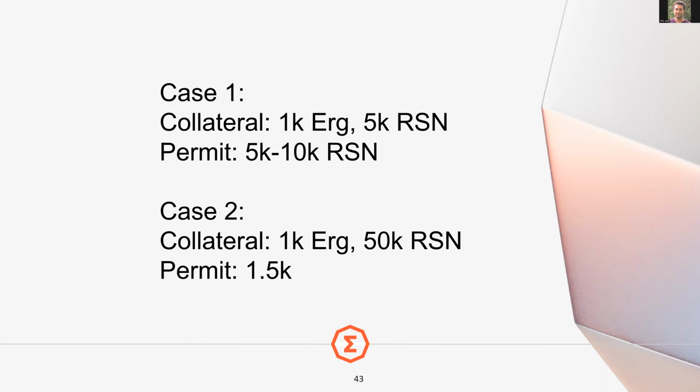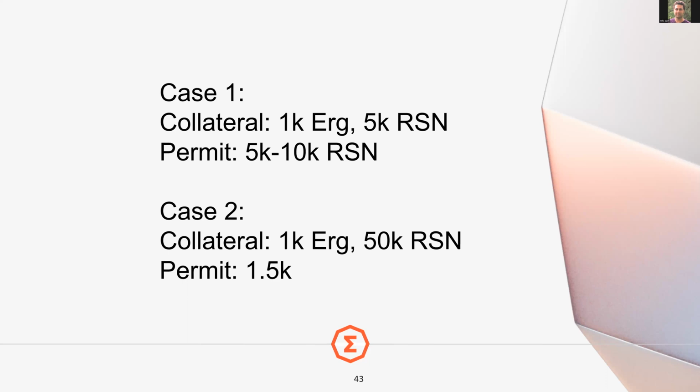Now, in case one, what may happen is that, because permits have the higher economic cost, there may be fewer of them. And if there are fewer permits circulating in the Rosen system, reaching the verification threshold may be a slower process, but it may be more secure in terms of the assumption of honesty, because there's a higher cost, right?